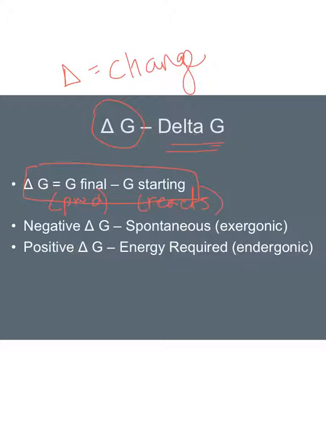And so if that delta G is a negative number, we say that that reaction is spontaneous, that it would happen all by itself, that we wouldn't have to supply it with energy or anything, and we call that an exergonic reaction. If, when we do this calculation, G final minus G initial, we get a positive number for delta G, that reaction requires energy. We would have to supply some energy, usually in the form of heat, to make that reaction go, and we call that an endergonic reaction. So we'll talk more about those in just a minute.